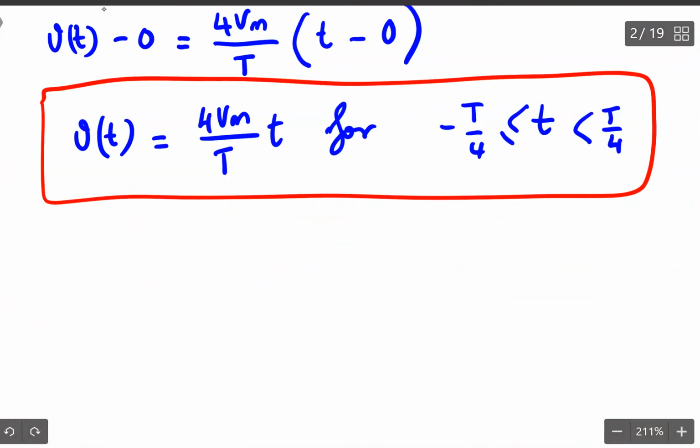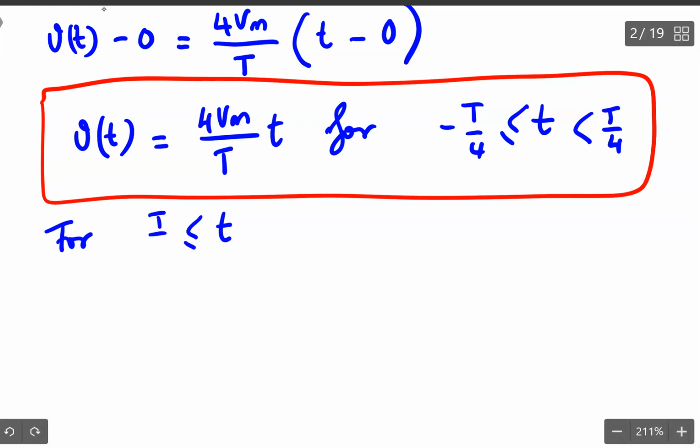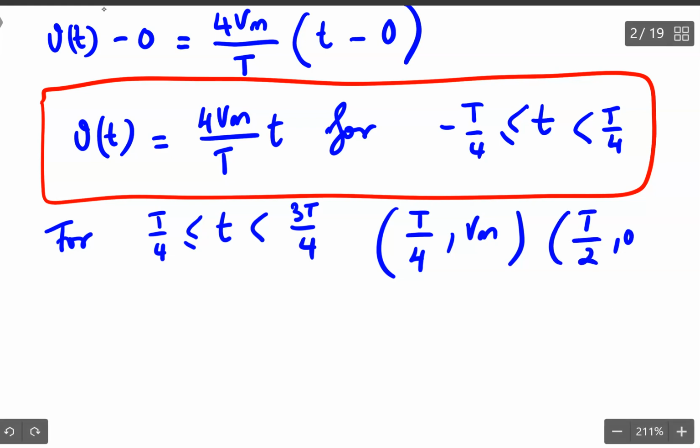Okay, so in this case, for t greater than or equal to T over 4 and less than 3T over 4, I will use the 2 points of T over 4, Vmax, and T over 2, 0. Okay, so let us identify the x1, y1, x2, y2. So in this case, here's x1, here's y1, here's x2, here's our y2.